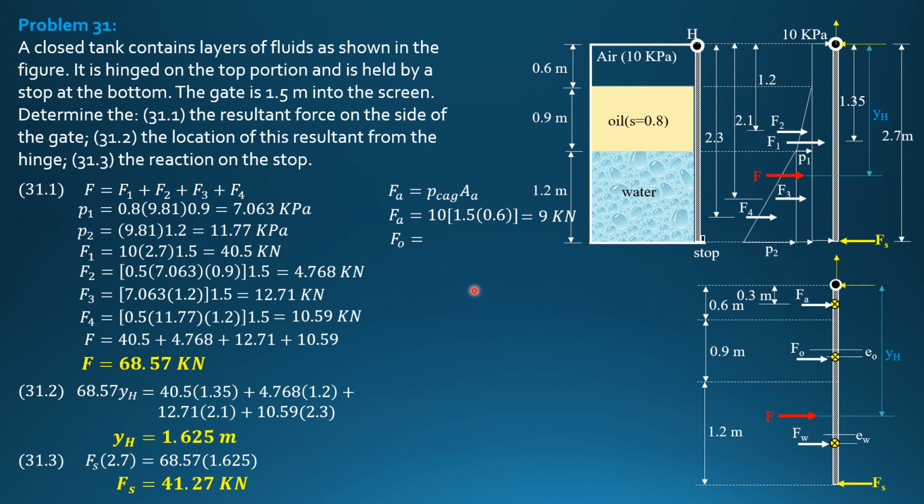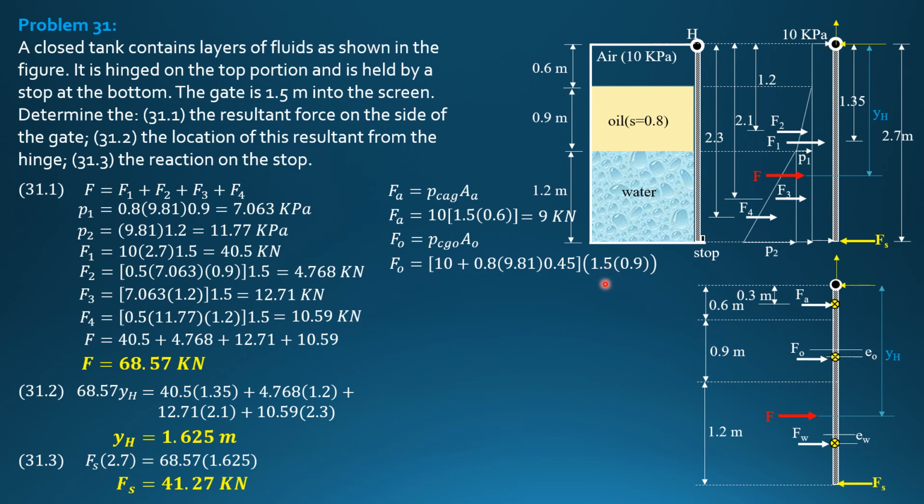F of oil, pressure at the centroid of oil times area in contact with oil. Pressure at the centroid of oil is, beginning here, 10 plus 0.8 times 9.81. We go down by 0.45, only half of 0.9, to reach the centroid of area in contact with oil. So 10 plus 0.8 times 9.81 times 0.45. I hope you understood why 0.45, to reach the centroid of the area in contact with oil.